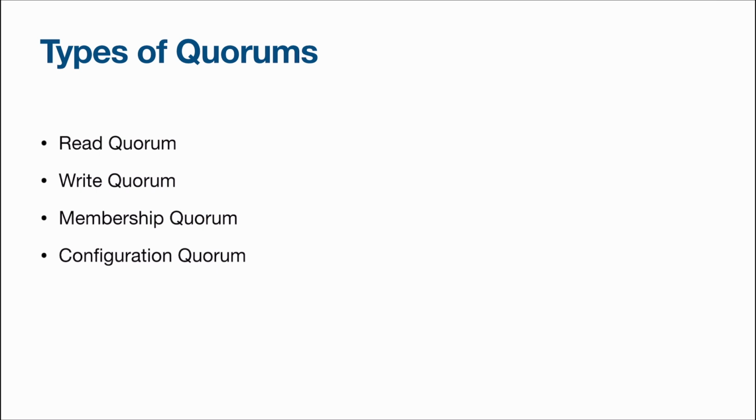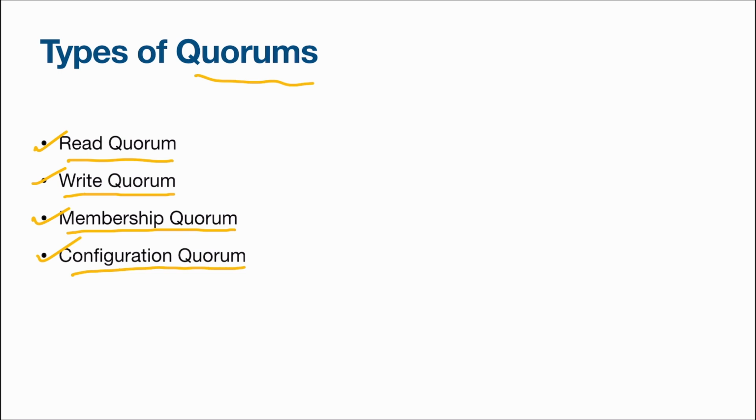What are the types of quorums? We have read quorums, write quorums, membership quorum, and configuration quorum. As you can imagine, these are quorums applied to different scenarios. For read quorum, we need a vote from the members of the servers when we try to read data. Similarly, we need a voting system when we try to write data. Membership quorum decides whether a server is a member of a replica set or not. And configuration quorum is where the server nodes need to agree on the configuration. But in all such scenarios, the fundamental concept remains the same, which is quorum.